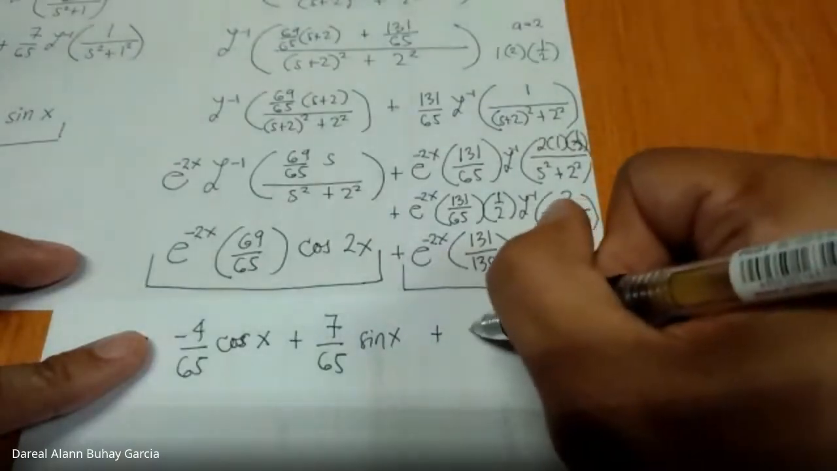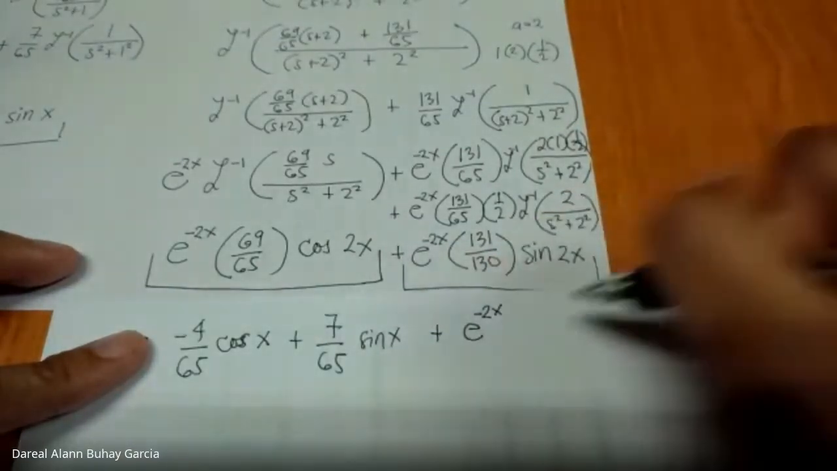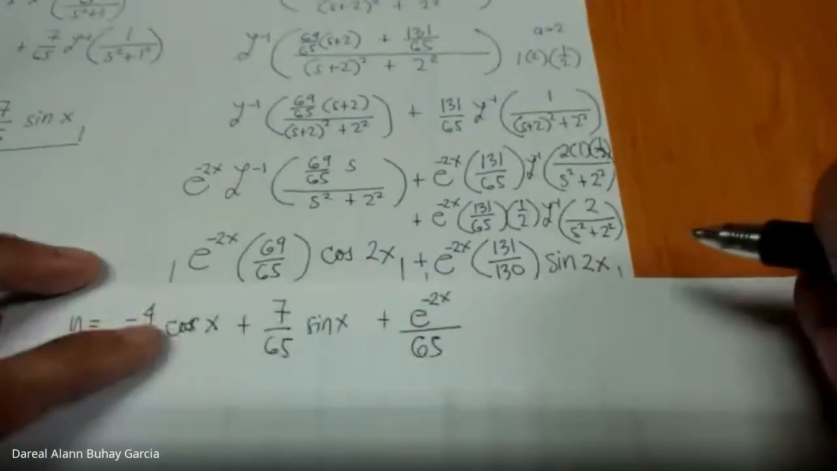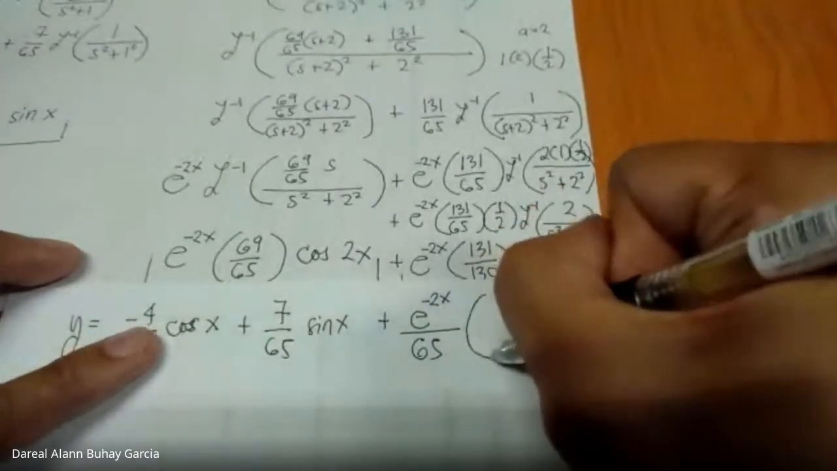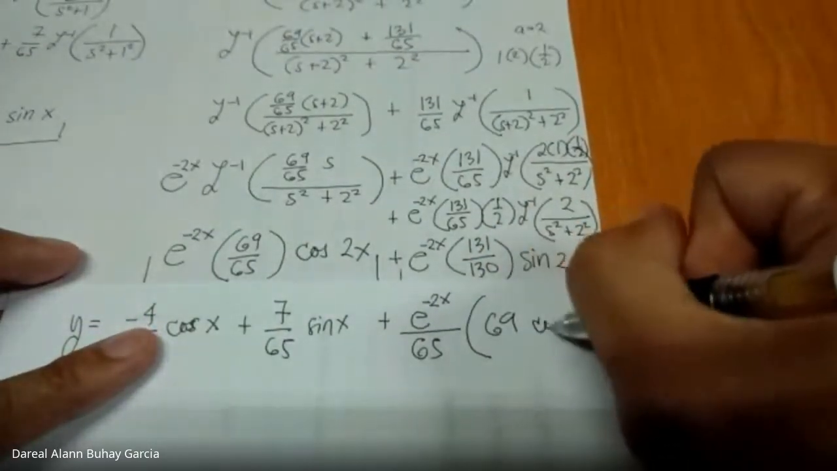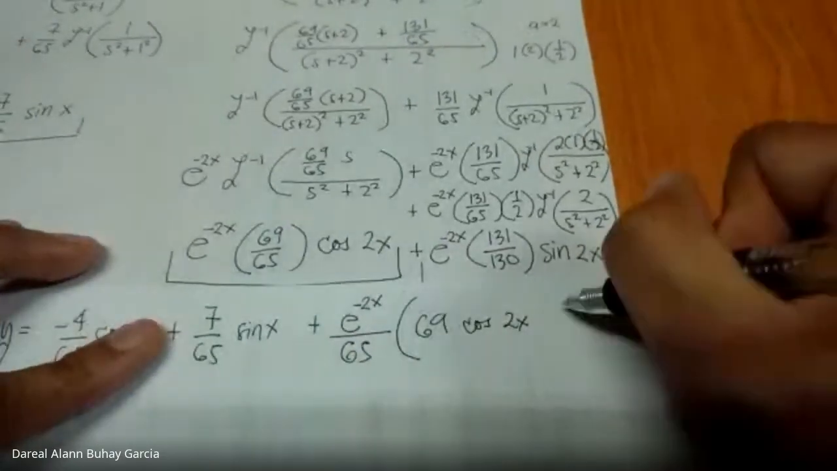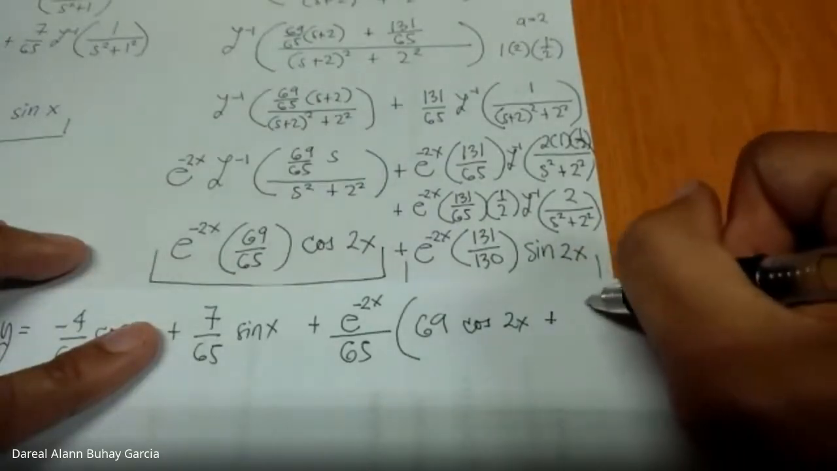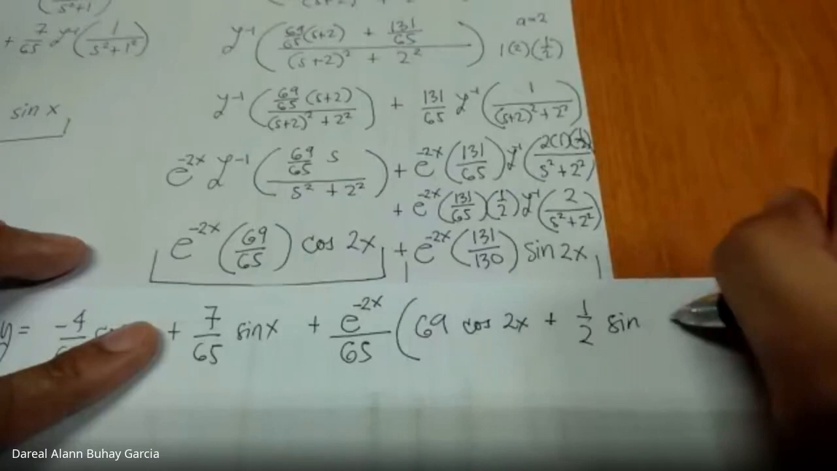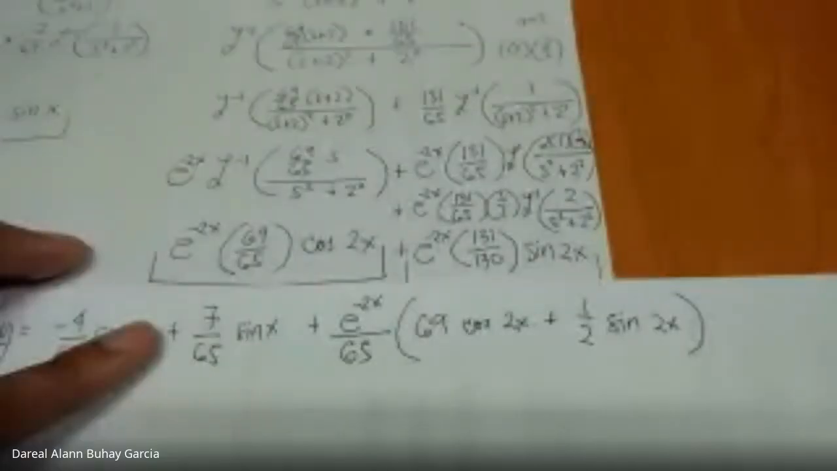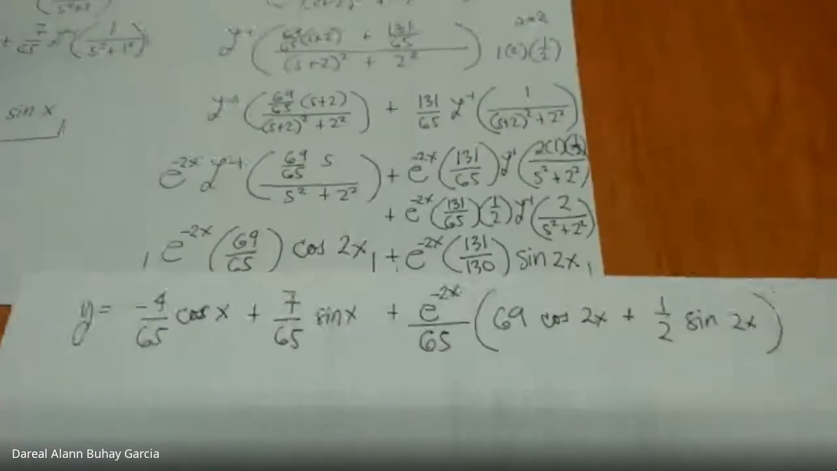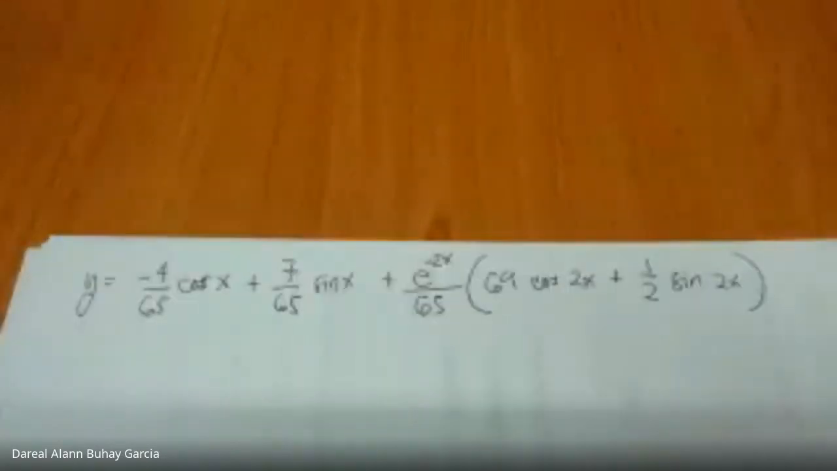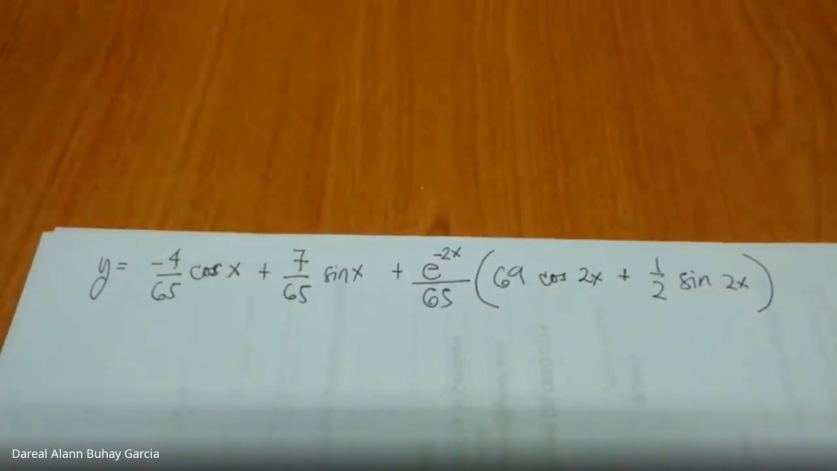Plus e to the negative 2x over 65, times 69 cosine 2x plus 1/2 sine 2x. Okay, and this is the final answer. Questions?